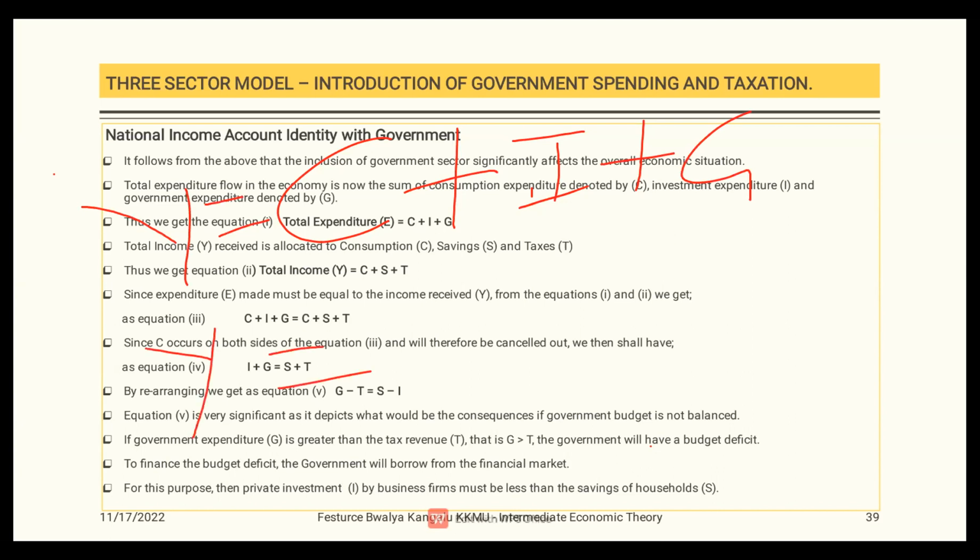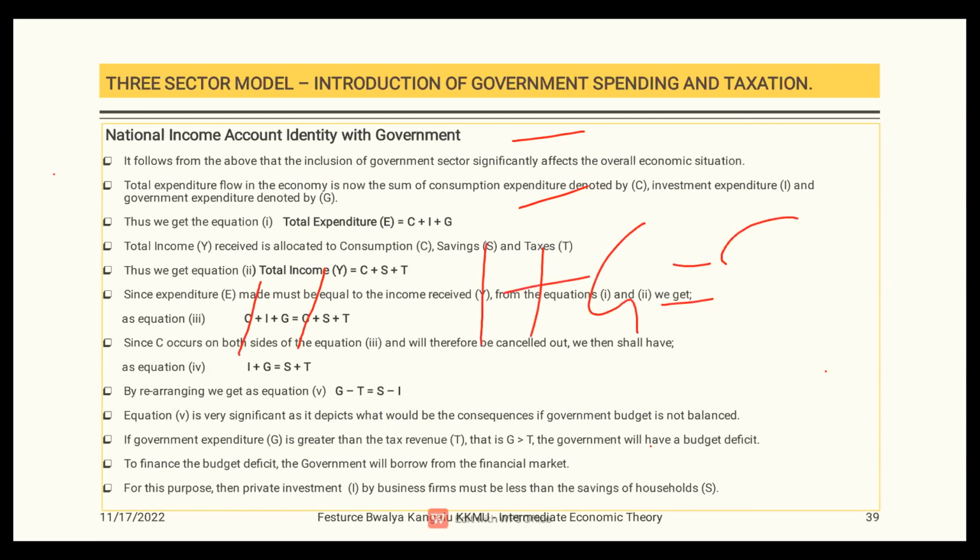And again, our Y shall be equal to C plus S, savings, plus what? Taxes. Because we assume that whatever government spends, it just raises through taxes. You're following, eh? Did you get that? So government expenditure is equal to taxes. Are you following? Yes. And so when you do that, you can see that C and C cancel, you remain with I plus G equal to savings plus taxes. Okay.